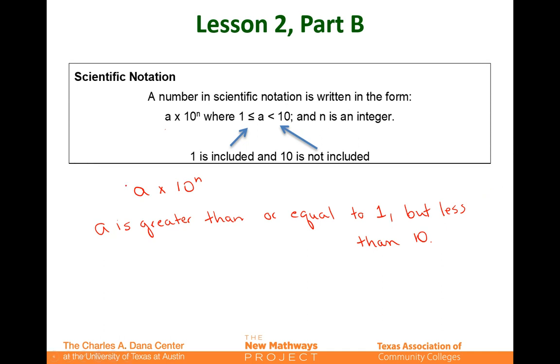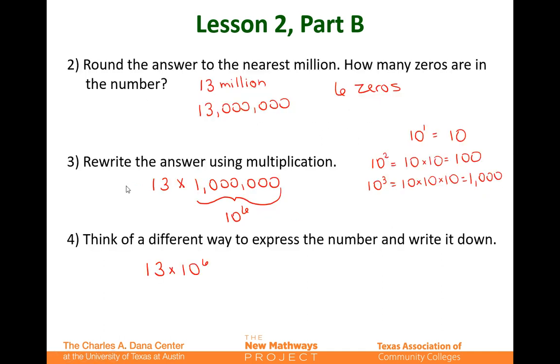Let me go back and show you what I wrote. That's not scientific notation, is it? Because this number is not less than 10. How do I fix that? I need to fix it. I can change this to, think about 13. That can be 1.3. But if I make this number 10 times smaller, this would have to be times 10 to the 7th. That's going to be scientific notation.